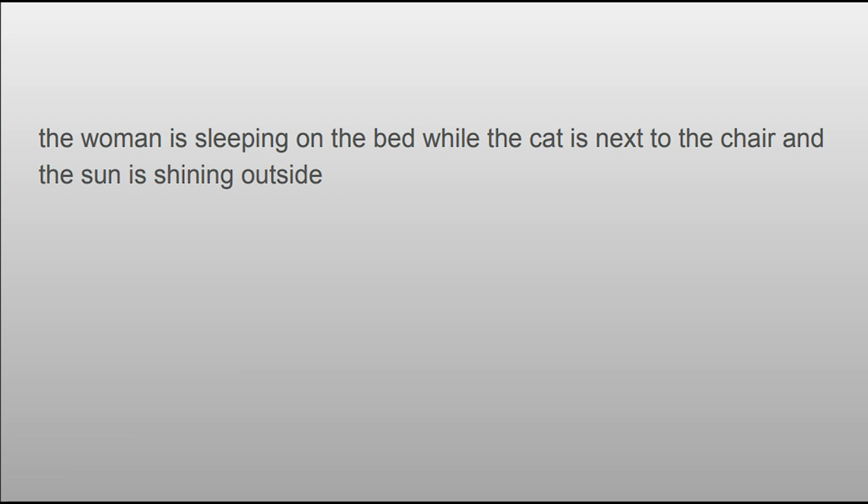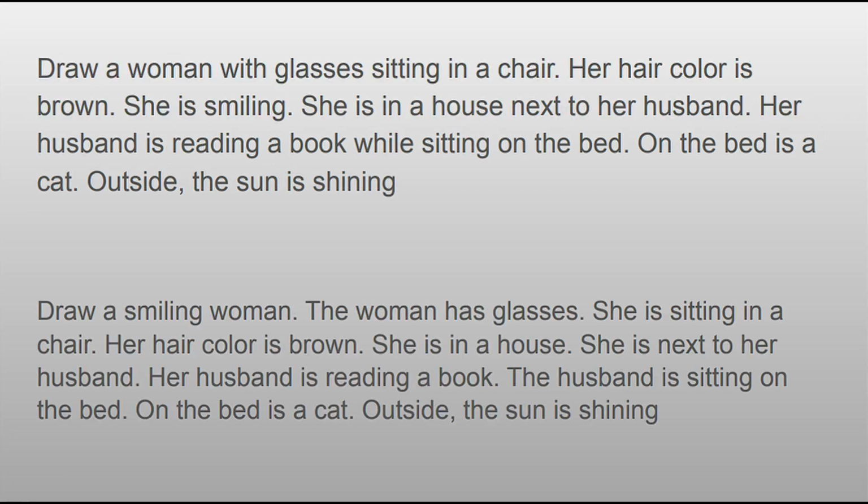Here is one of our earlier prompts again. Draw a woman with glasses sitting in a chair. Her hair color is brown. She is smiling. She is in a house next to her husband. Her husband is reading a book while sitting on the bed. On the bed is a cat. Outside, the sun is shining.